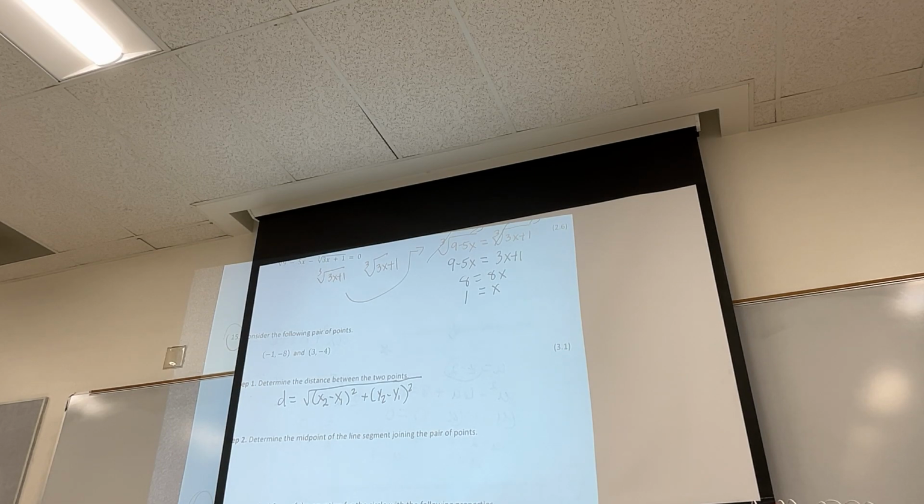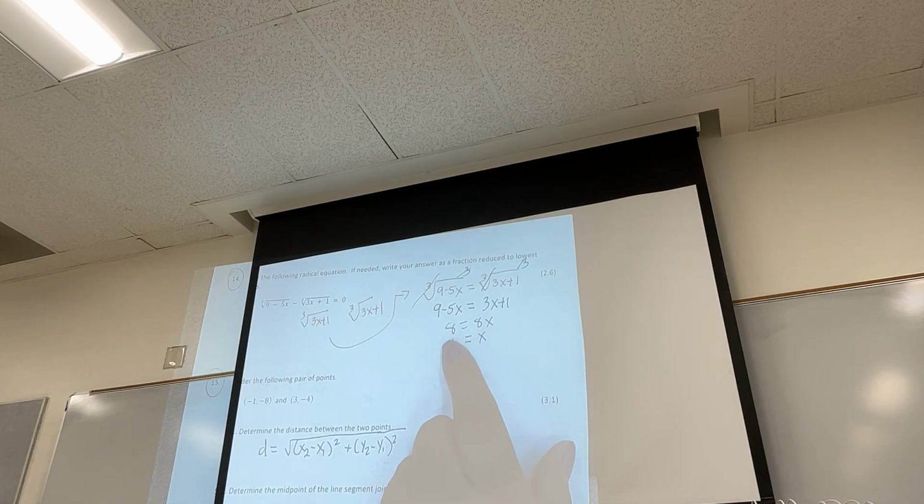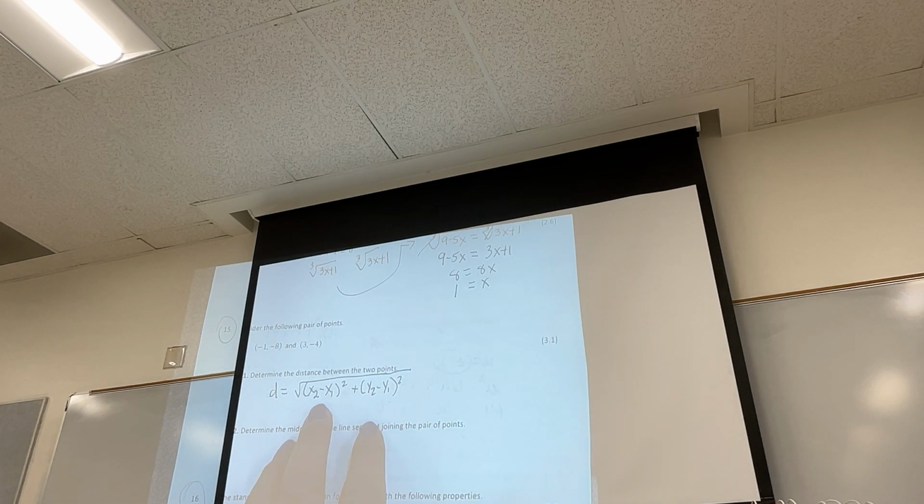I moved this 8. I subtracted 1 to bring it to the 9 to get that 8. And then I added 5x to this side, 3x, to get 8x on this side. They just both happen to be 8s. Then I divided.